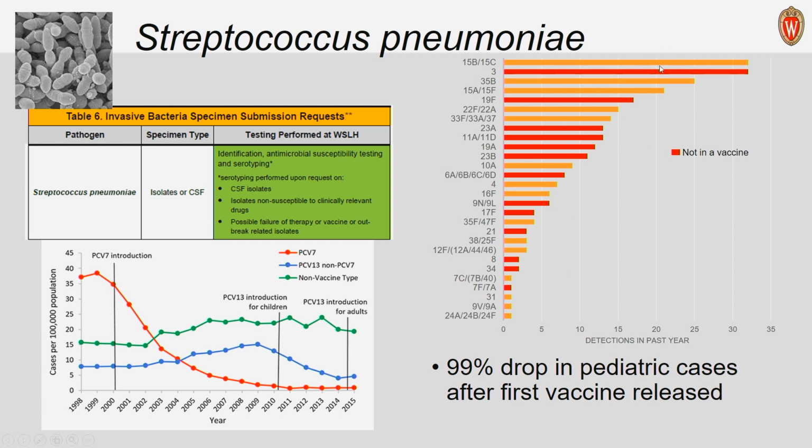And this is just a single point in time. So while we do have some that are kind of high that are in a vaccine, this 15B, 15C is really only in the 20 version that's given to older populations.